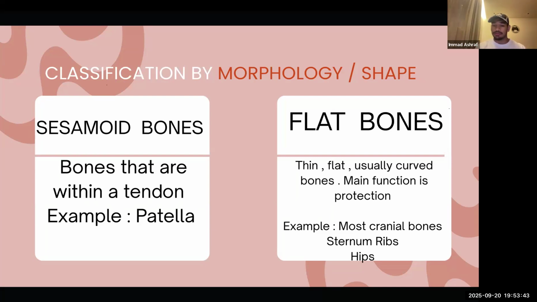Then you have flat bones. The name says it. They're thin and they're flat. For example, this CD is thin and flat, so a bone that's like this would be a flat bone. Its main function is protection. So for example, your cranial bones that form your skull are flat bones. Your sternum, which is this part over here, is a flat bone. It's flat and long. Your ribs are flat and long, and your hip bone is flat and long. I have pictures of all of these to show you.